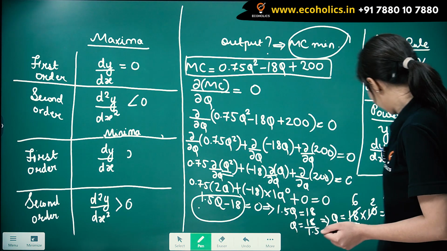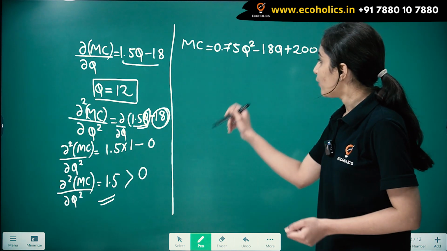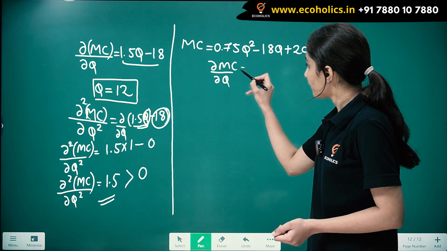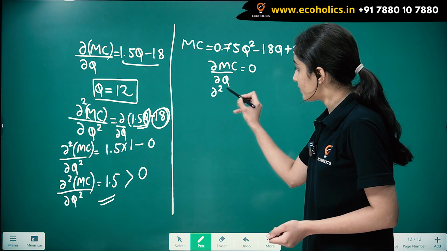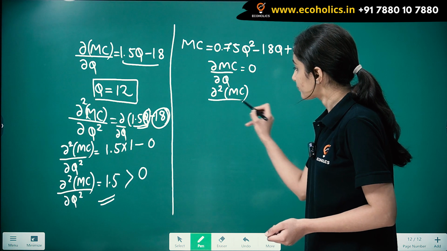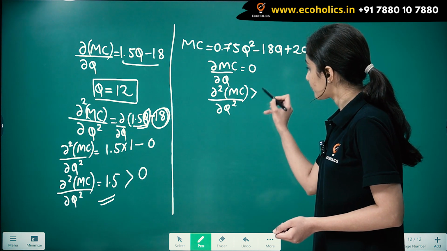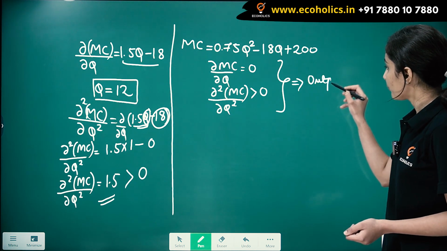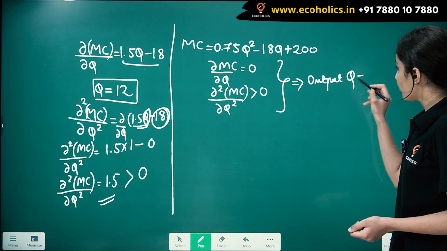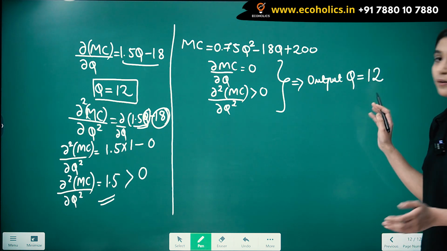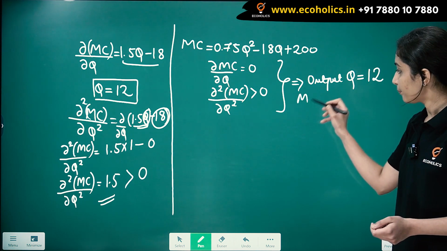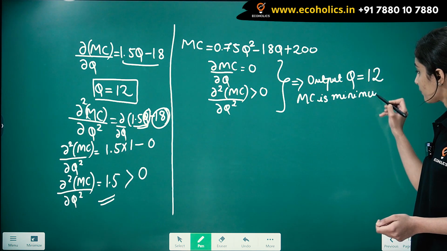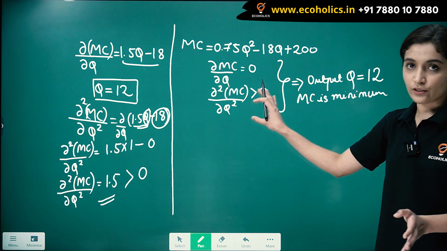So we can say that at output level 12, our marginal cost function is minimum. So both our conditions are satisfied.